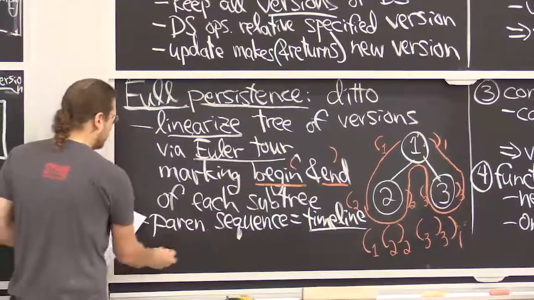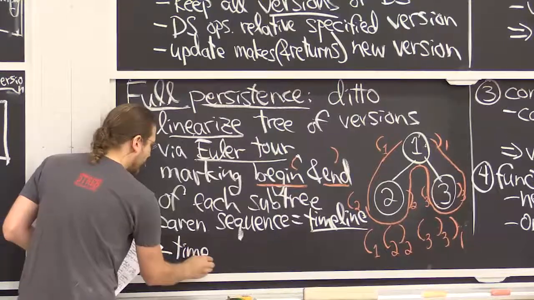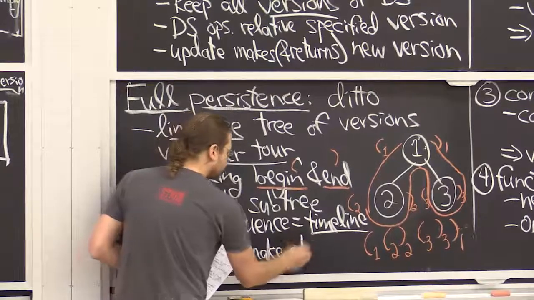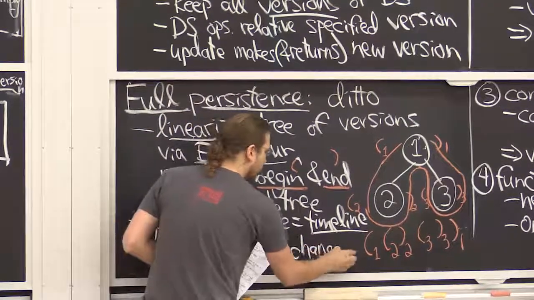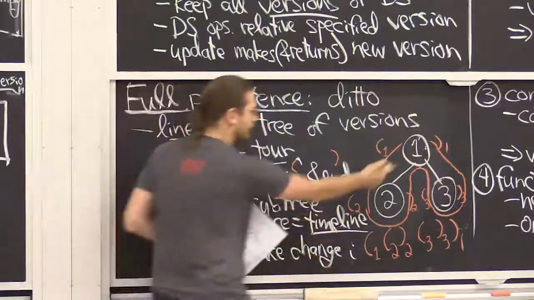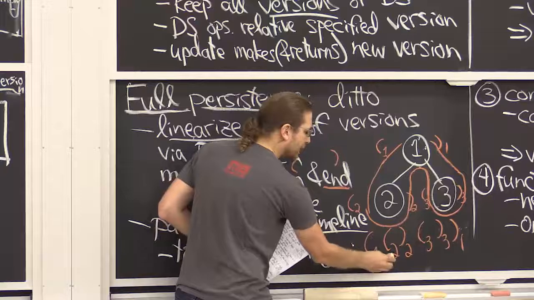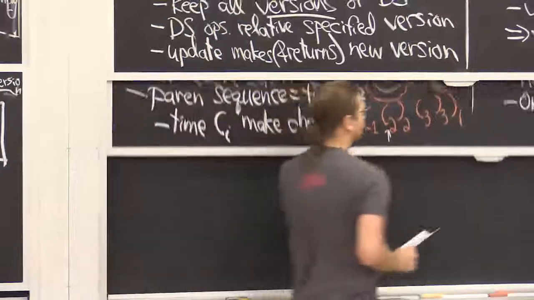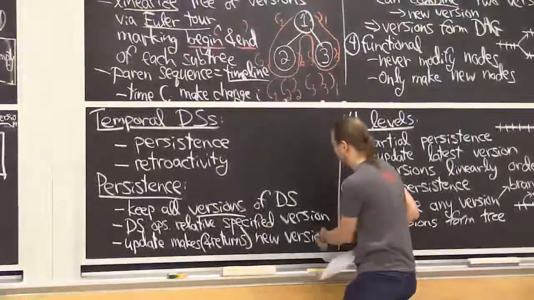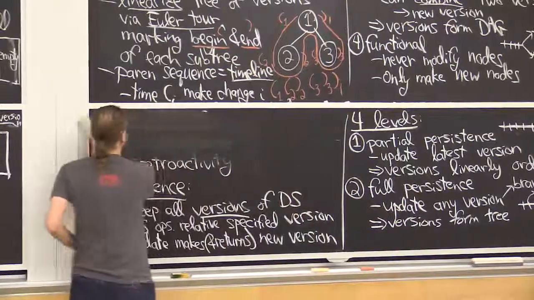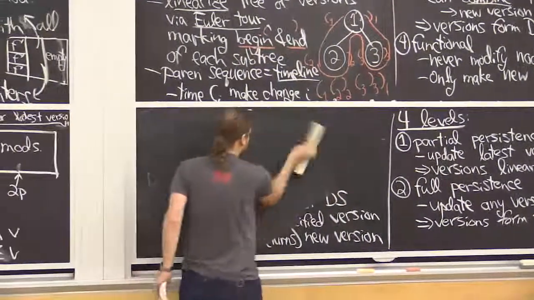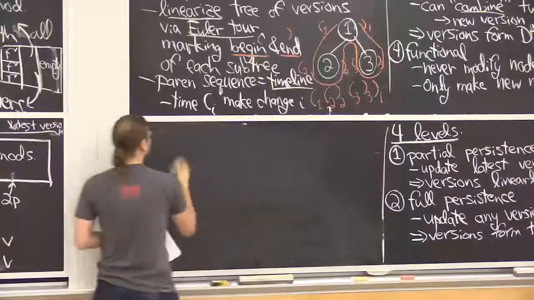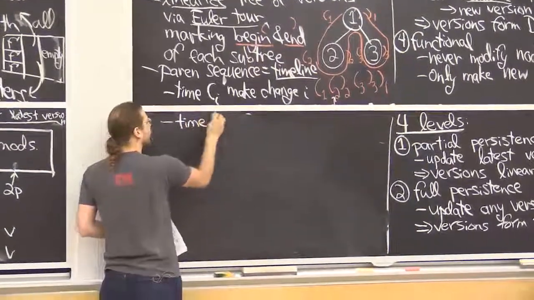So the idea is that at the time that I'm labeling here as open paren i, we make a change. Meaning all of the changes done in version i, like when I went to version 2, those changes are made here at the open parenthesis 2. What about the close parenthesis times? The close parenthesis times I'm going to view as unmaking the change, undoing the change.